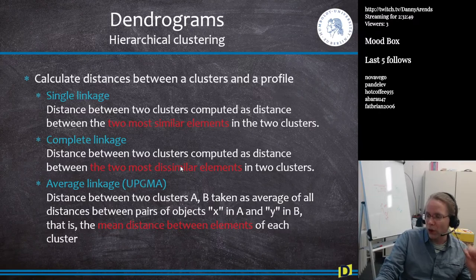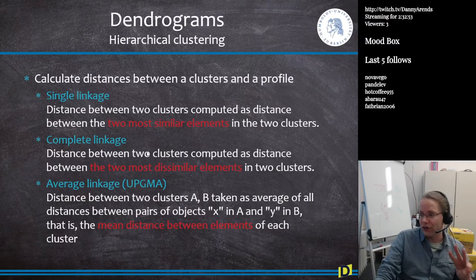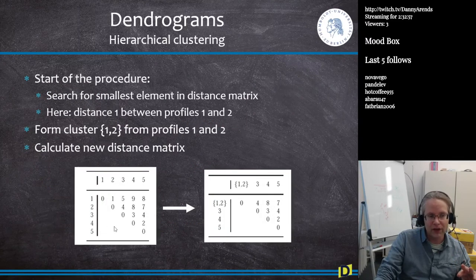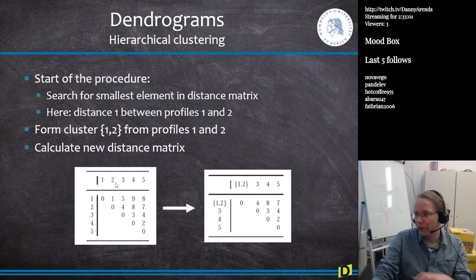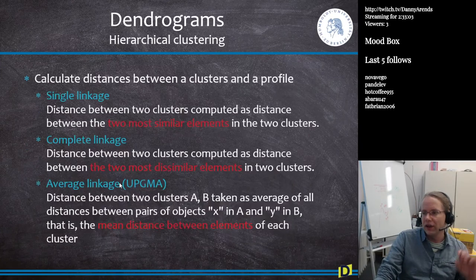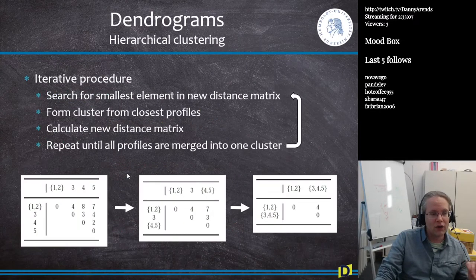So generally, when you do clustering, remember that there are three different ways of building your tree. So every distance matrix that you have, in the end, comes with three different, or could be completely different, trees. In many cases, these trees would look exactly the same. The only thing which would be different is the scale, right? It's an iterative process, so we search for the smallest element, then we form a cluster, we calculate the distance matrix, and we repeat until everything is merged, right?